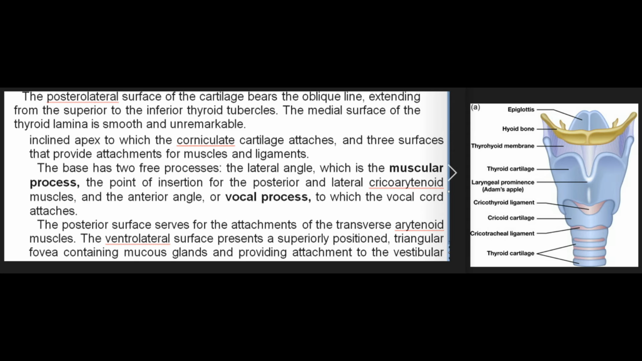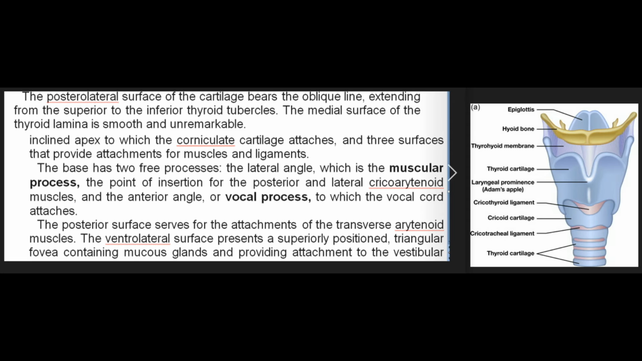Inclined apex to which the corniculate cartilage attaches, and 3 surfaces that provide attachments for muscles and ligaments. The base has 2 free processes: the lateral angle, which is the muscular process, the point of insertion for the posterior and lateral cricoarytenoid muscles, and the anterior angle, or vocal process, to which the vocal cord attaches. The posterior surface serves for the attachments of the transverse arytenoid muscles.